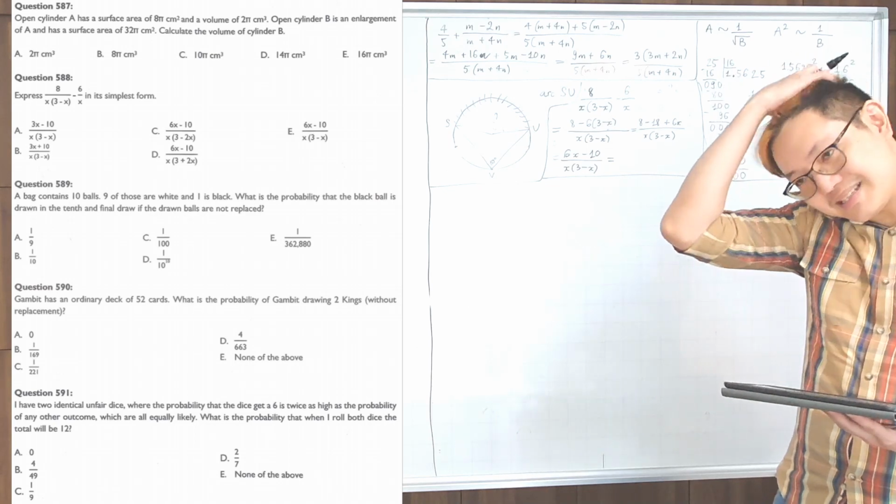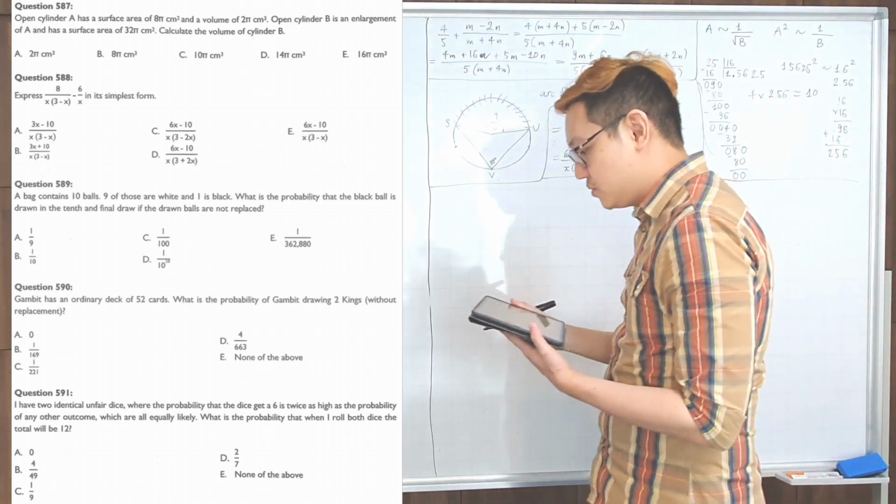You have to go through all 10 times, okay? So the first time has to be a white.